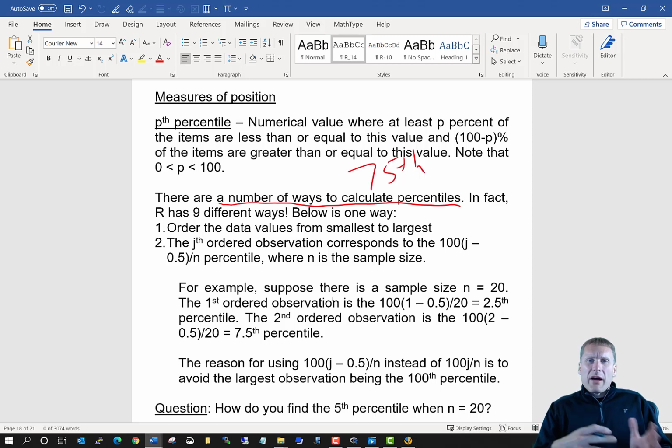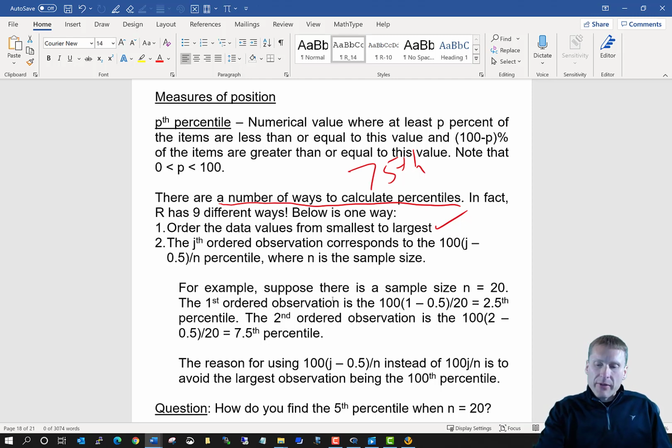And I don't want you to worry about the different ways too much. There's small advantages over one or the other in particular situations. I don't really think it's worth our time getting into, but let's just take a look at one particular method. To find percentiles, we order the data values from smallest to largest, and then the jth ordered observation corresponds to the 100 times (j minus 0.5) divided by n percentile, where n is our sample size.